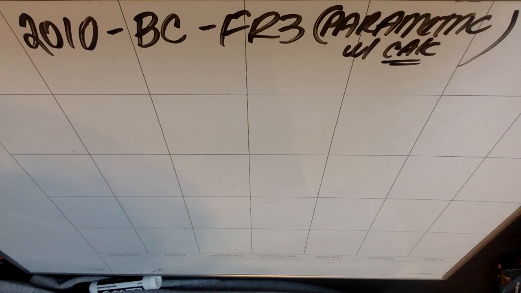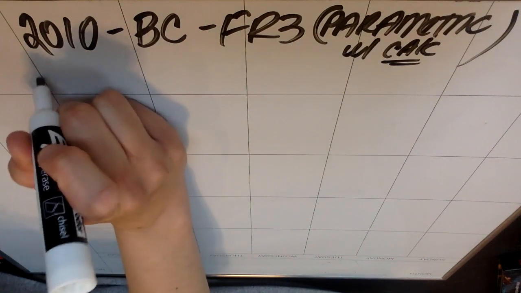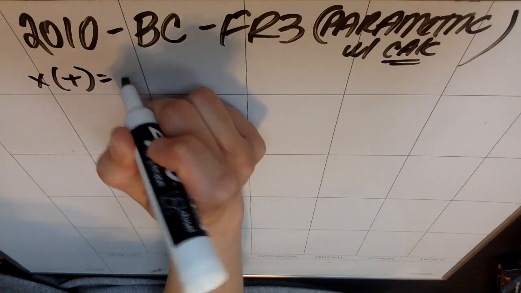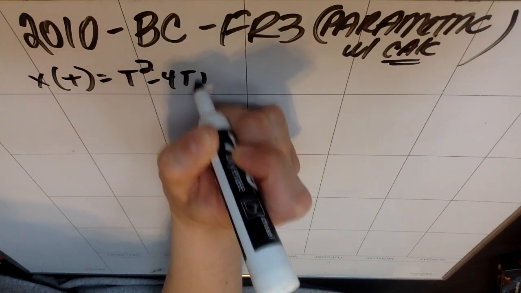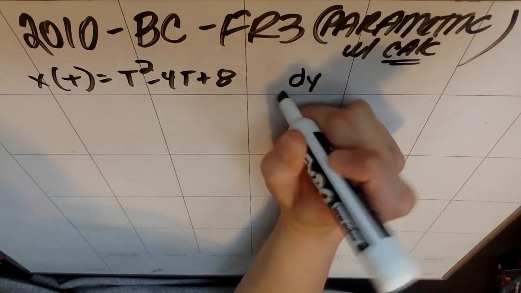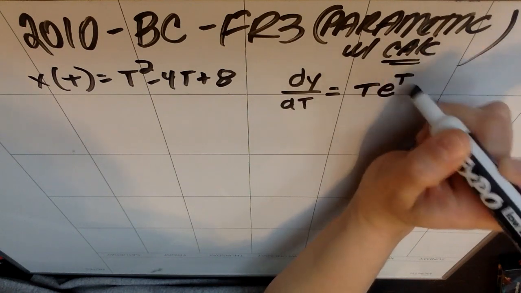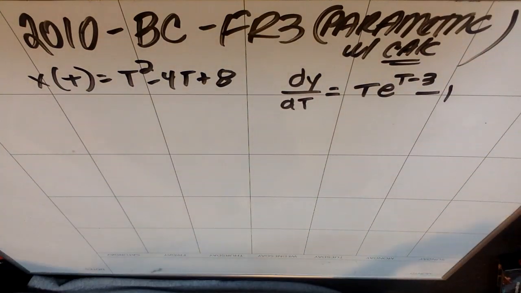A particle is moving along a curve so that its position at time t is x of t comma y of t, where x of t is given. So let's go ahead and write down what x of t is. So here's what we know. We know x of t is t squared minus 4t plus 8. Great. And then we're not explicitly given y of t. What we are given are dy dt and the fact that both x and y are measured in meters and t is measured in seconds. So we know the derivative of y. We do not know y. We know that it is t e to the t minus 3 all minus 1, right?